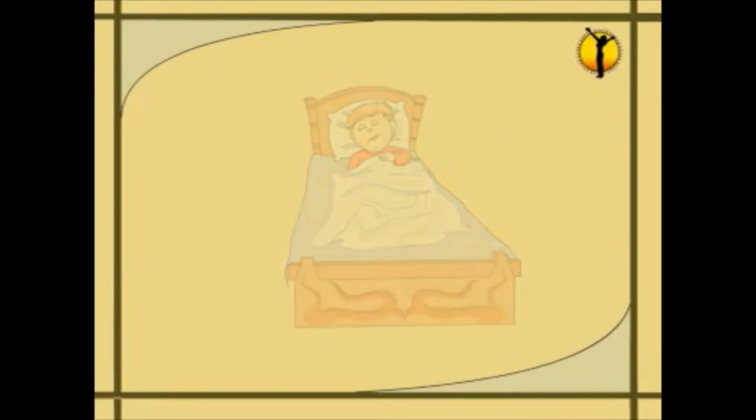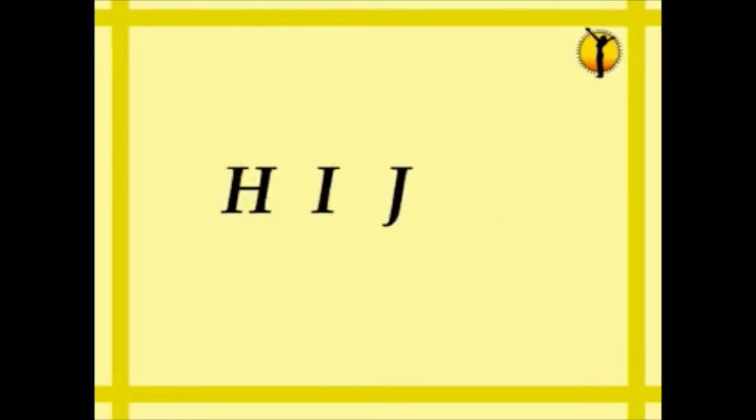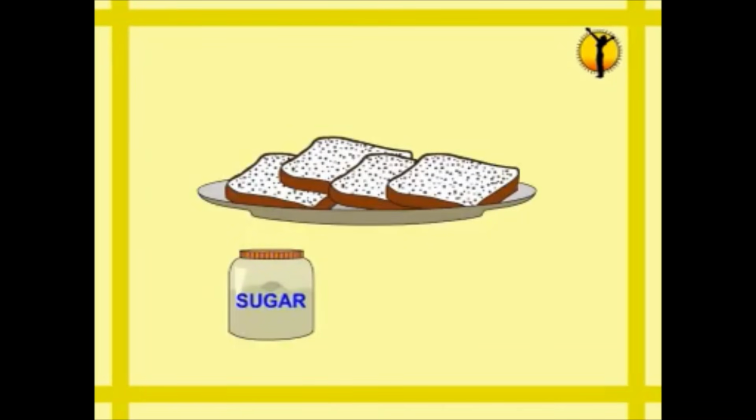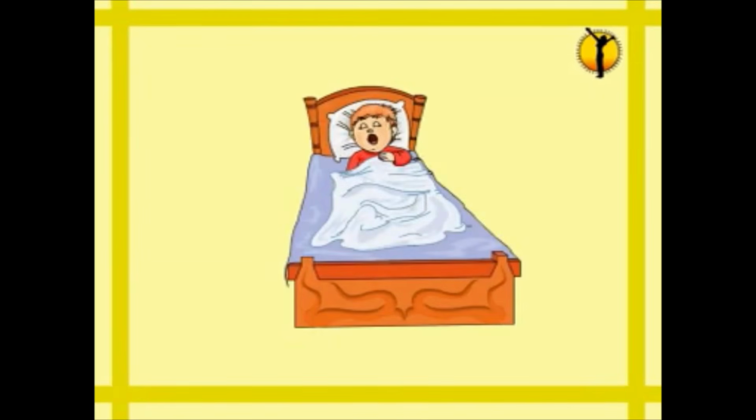Isn't it easy? A, B, C, D, E, F, G, H, I, J, K, L, M, N, O, P, Q, R, S, T, U, V, W, X, Y, Z, sugar on the bread. If you don't like it, better go to bed.